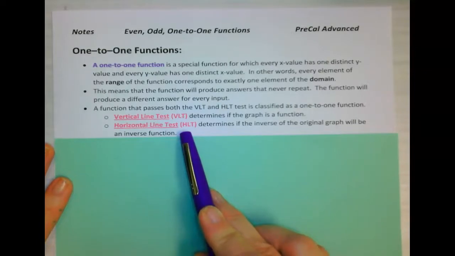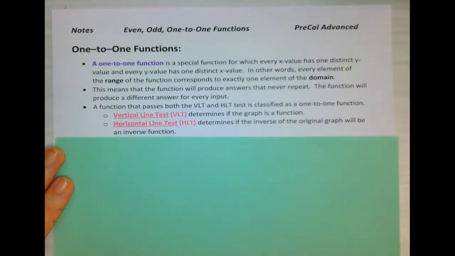In other words, if I invert it and trade my x's and my y's, and I look at my new graph, that's going to pass the vertical line test. So if the original graph passes both, then we know a little bit about it. And this becomes kind of handy, especially if we don't necessarily want to know the graph itself, but we have enough graph knowledge to understand what the graph behavior looks like.